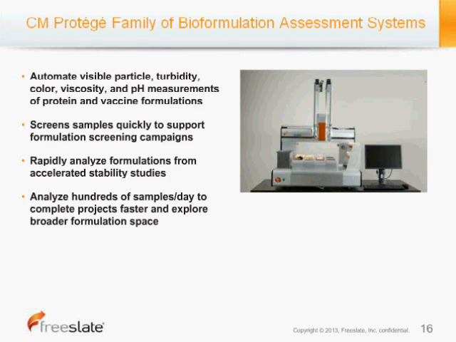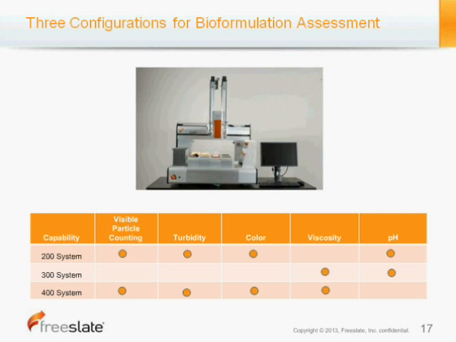So the Protégé bioformulation assessment system is really a family of systems. There are actually three different configurations. There's the 200 system, which consists of visible particle counting, turbidity, color, and pH. There's a 300 system, which has the capability to measure viscosity and pH. And then the 400 system, which has the capability to measure visible particle, turbidity, color, and viscosity.